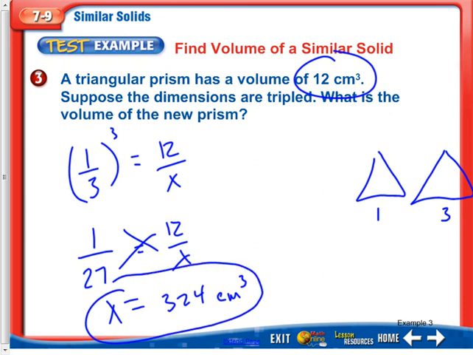All right, so again, very similar to the problem that we started with our cones, except for the ratio that we come up with. We need to cube it before we can cross multiply and divide. And that's our last example for lesson 7-9.